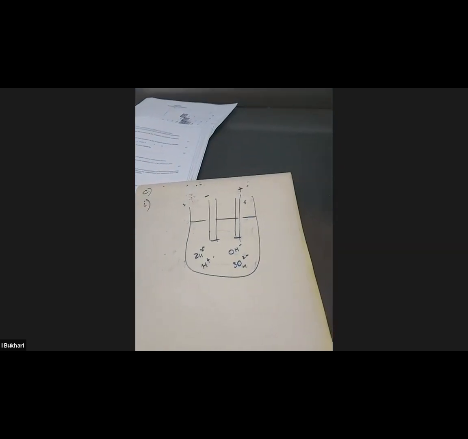Okay, let's see. Why zinc? Shouldn't hydrogen be released? Because less reactive is deposited, right? So hydrogen should be released, not zinc. Less reactive is released, right? So hydrogen should be released. Why zinc?